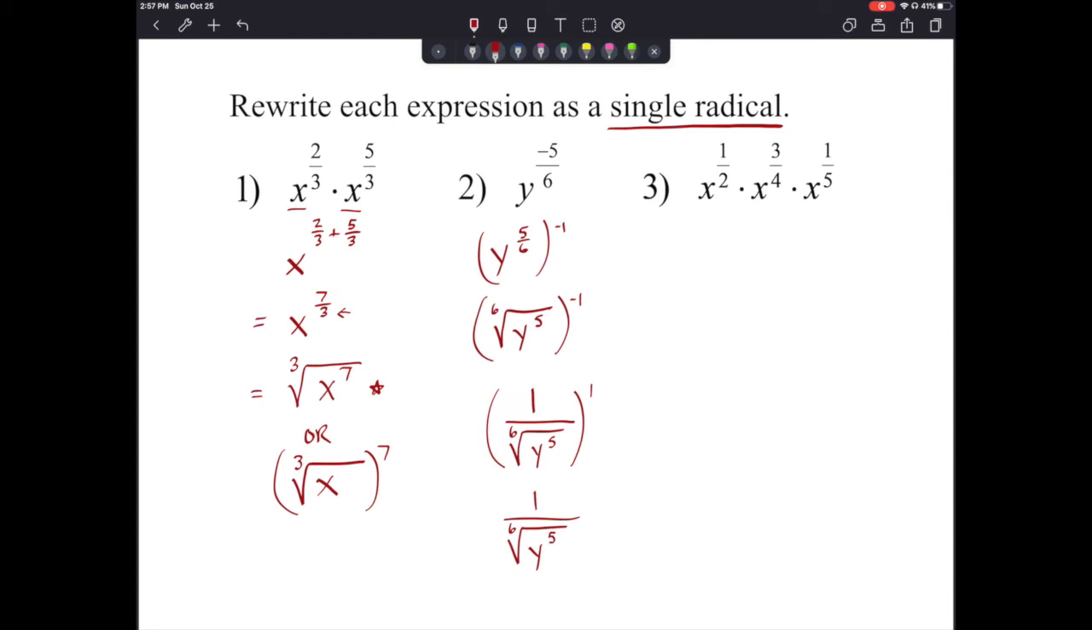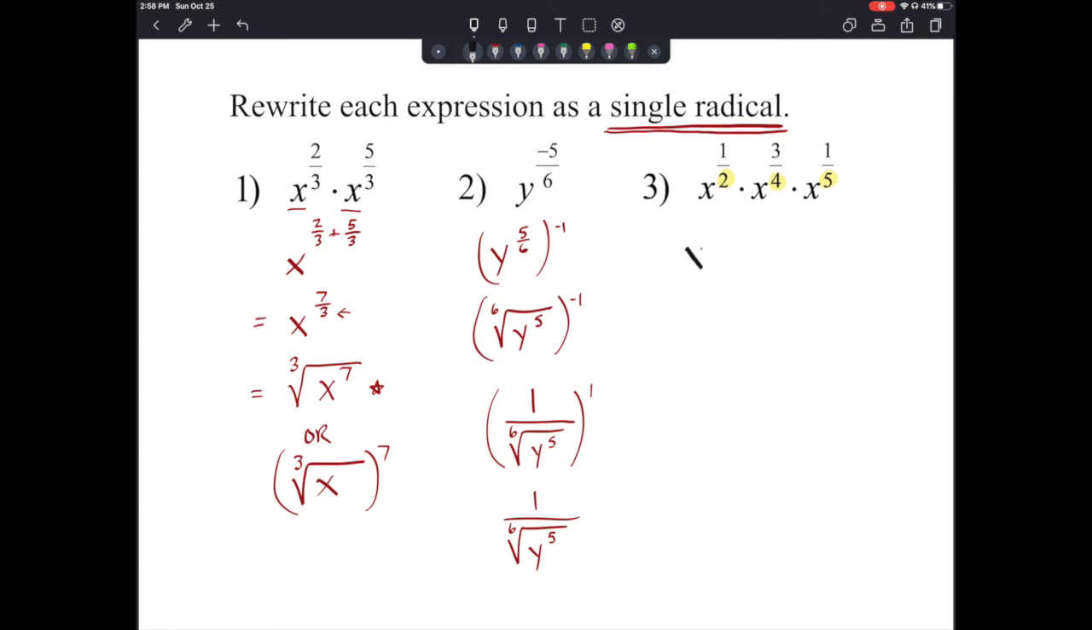Again, could it be simplified a little bit more or rewritten a little bit differently? Yes, but that's not what we're working on right now. Number 3, we have x to the 1/2 times x to the 3/4 times x to the 1/5. If I want a single radical, right, I need to make sure that I've got the same root for each of them. Each of these has a different root value. But because they're fractions, we can rewrite them so they have a common denominator. In this case, 2, 4, and 5 all go into 20.